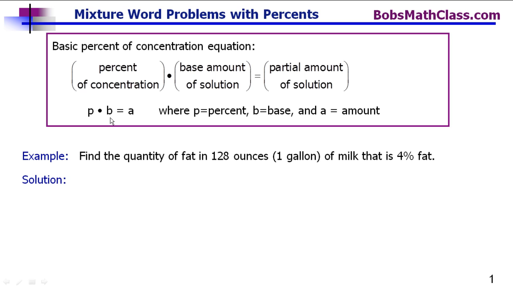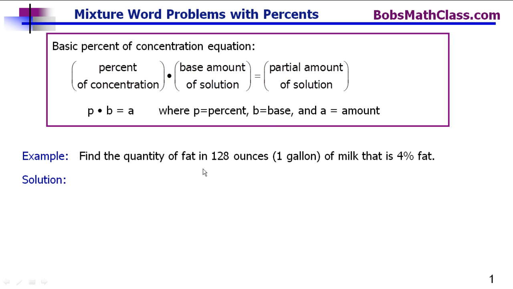The base is your total, the total quantity that you have. The percent, that's clear what a percent is. And the amount is the part. It's a partial amount of our total base. So P is percent, B is base, and A is amount.